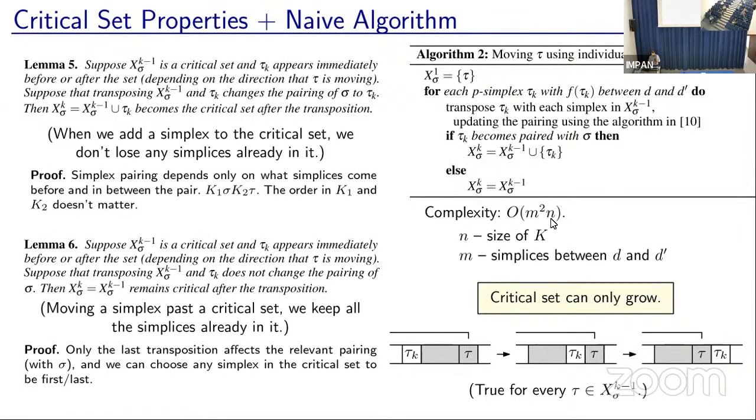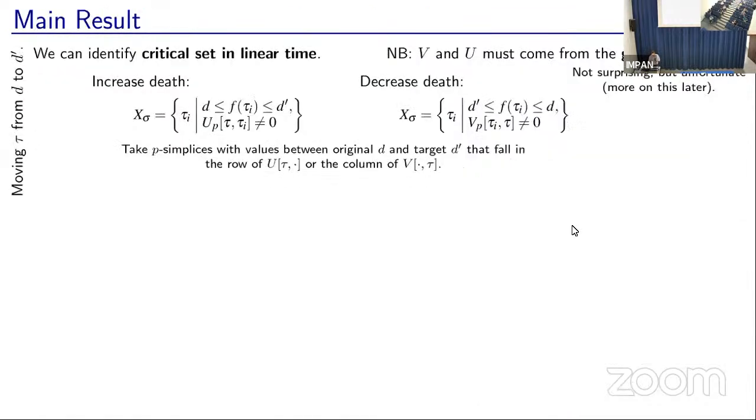It's something like M squared N, where M is the number of simplexes between where you start and where you want to end, and N is the size of K, but it's an algorithm that's sort of easy to understand. Okay, so the main result that I wanted to get across today is that you can identify what the critical set is in linear time. And in fact, it's an incredibly simple algorithm. It's one that you can implement in less time than it's taken me to talk so far.